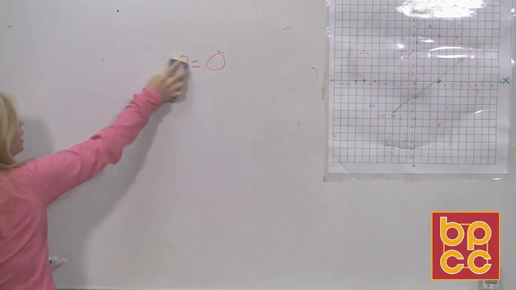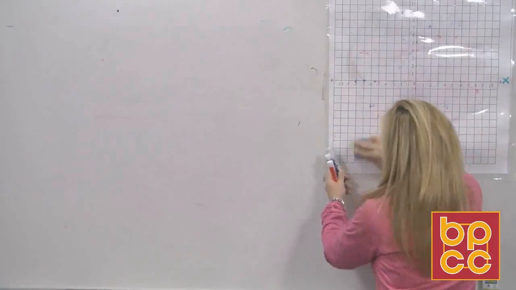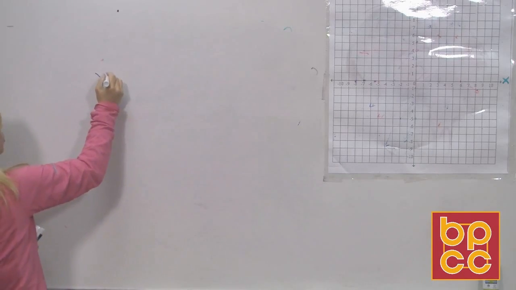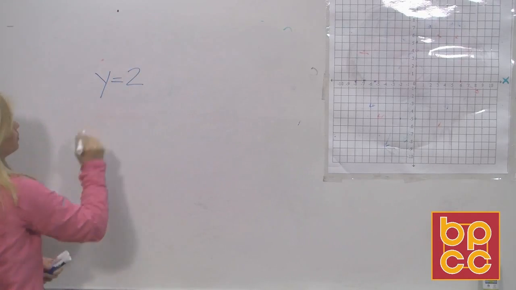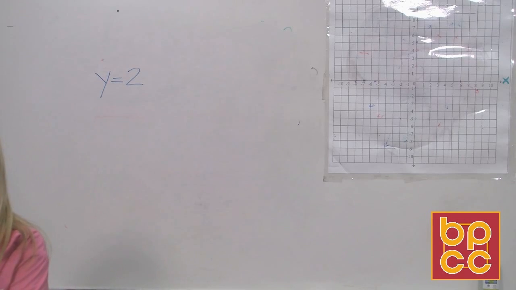So let's finish it up. Let me erase this. All right. So if you look at your notes, the next equation we want to graph is y equals 2. Okay, guys, do you see an x and a y? No. It is not a diagonal line.